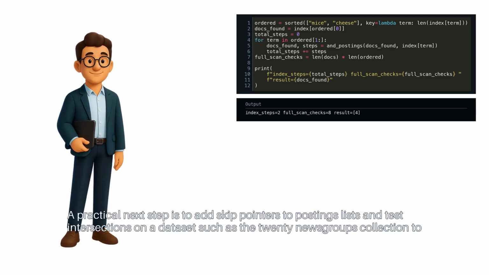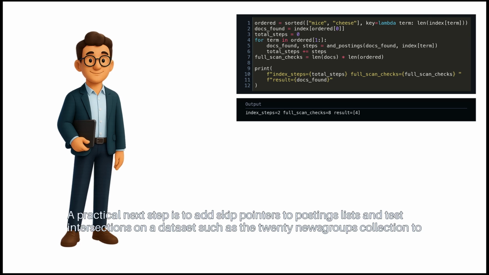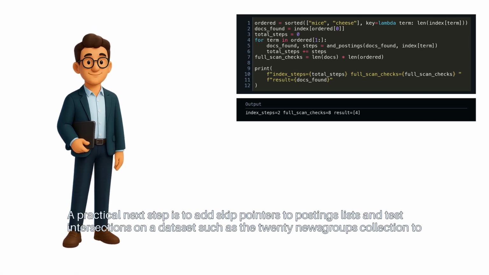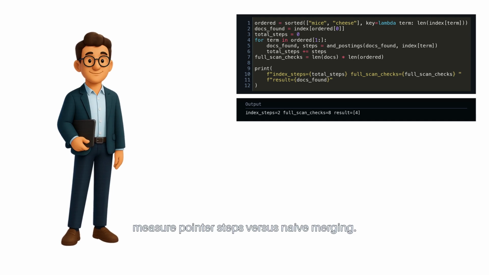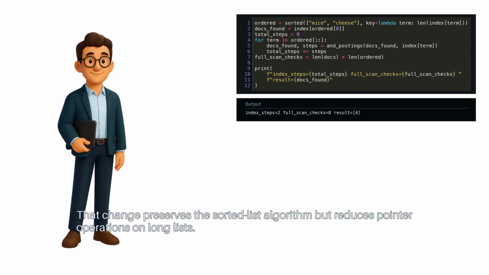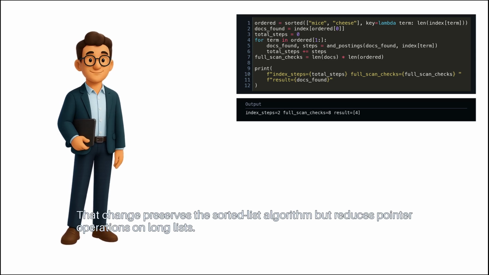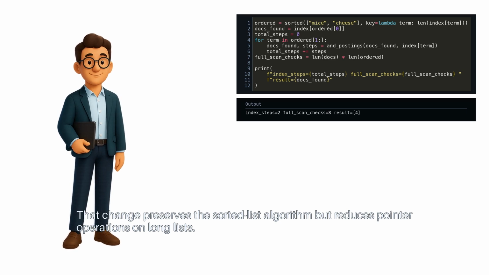A practical next step is to add skip pointers to postings lists and test intersections on a dataset such as the 20 newsgroups collection to measure pointer steps versus naive merging. That change preserves the sorted list algorithm, but reduces pointer operations on long lists.